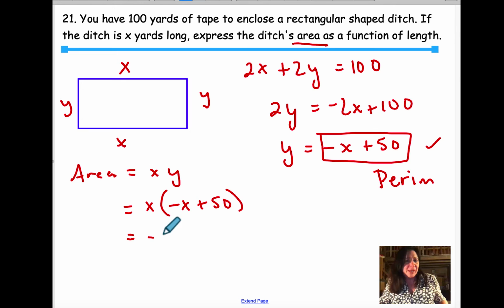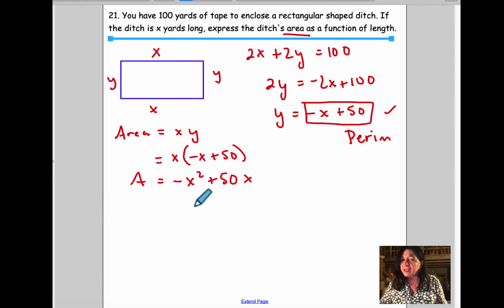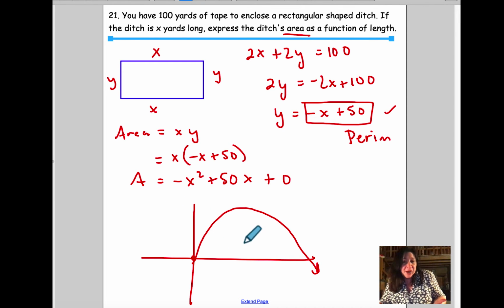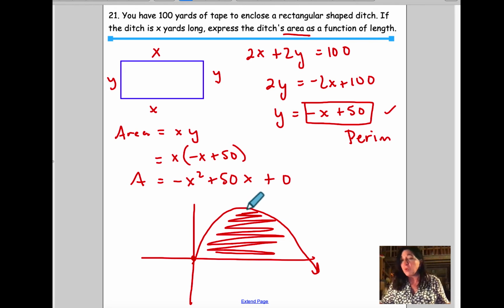And so this is going to be negative x squared plus 50x. And keep in mind, for the area, you should know that you're at 0, 0, right? You should know that your graph is going to do this. That's what you should know, all right? And when they're asking for the area, this is the max area, which coincidentally also happens to be the maximum point, which is actually your vertex.